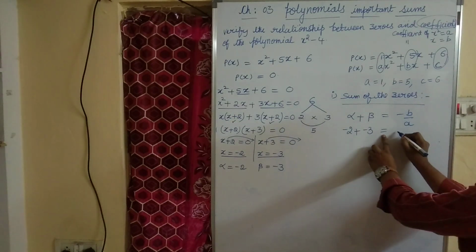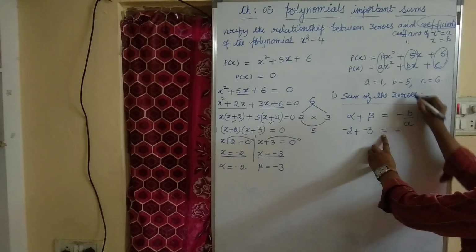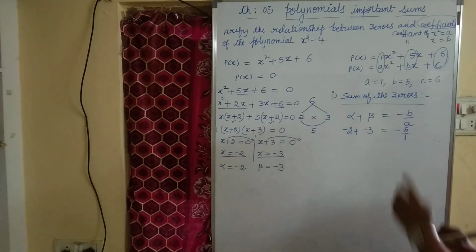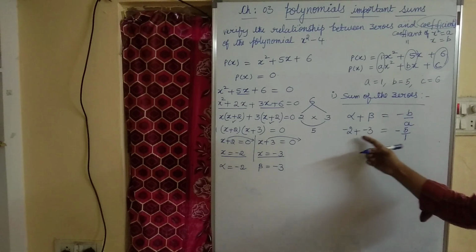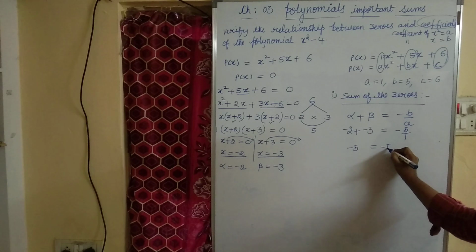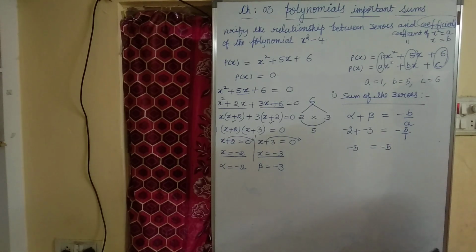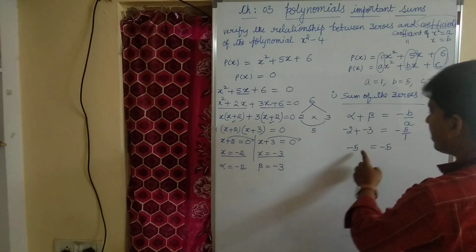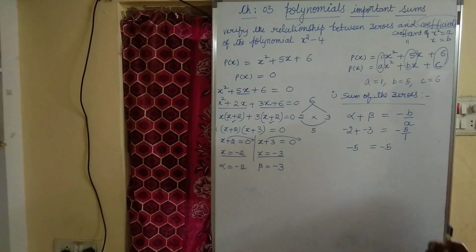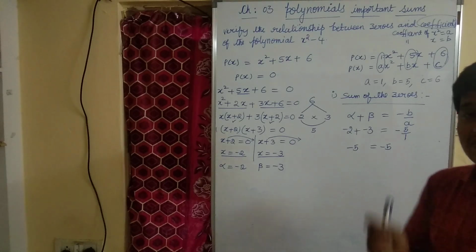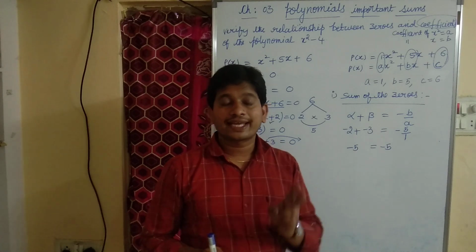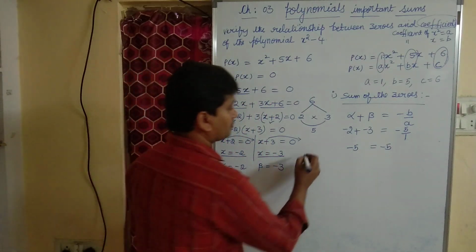That is equal to minus, what is the value of b? The b value is 5 by, what is the value of a? The a value is 1. Minus 2 plus minus 3 is equal to minus 5. Minus 5 by 1 is equal to minus 5. See, when we add the two zeros, we got minus 5, and when we verified using the coefficients also, we got minus 5. So that is our first relationship, the sum of the zeros. This is a very, very important problem. The second one is the product of the zeros.